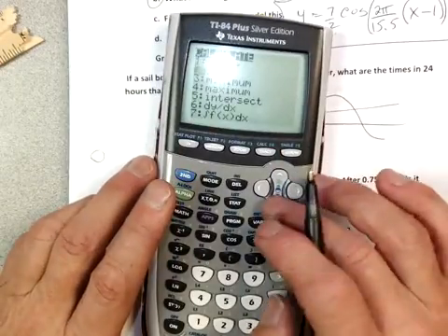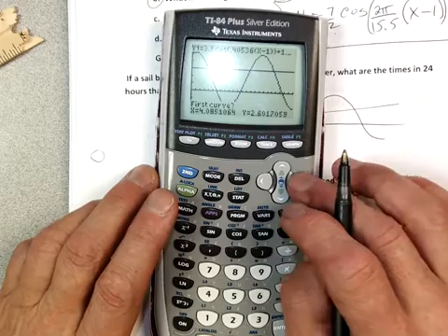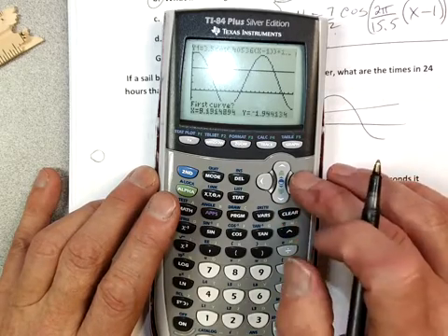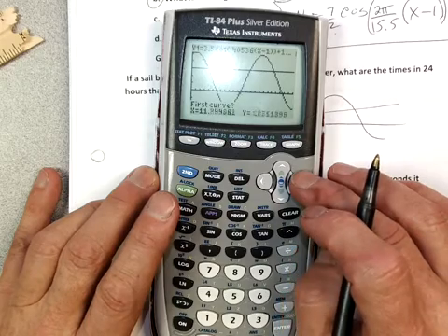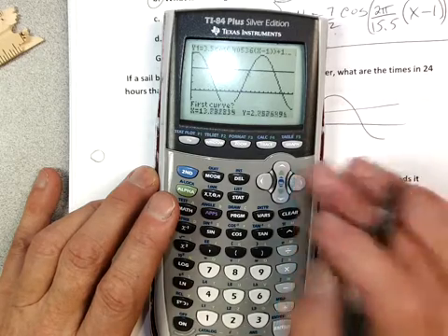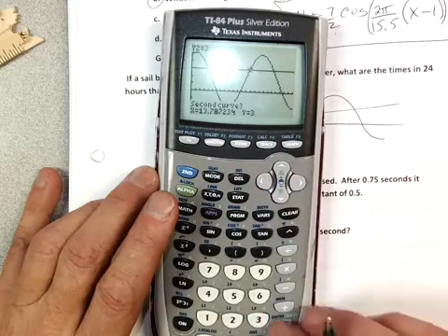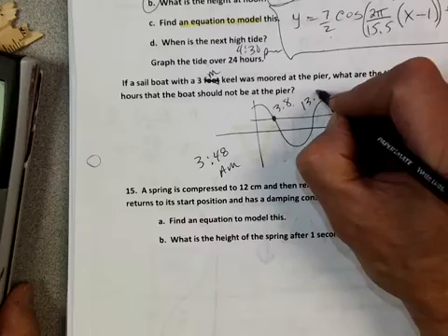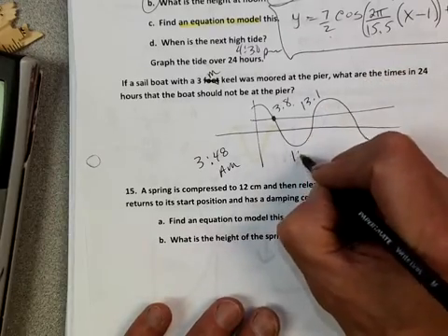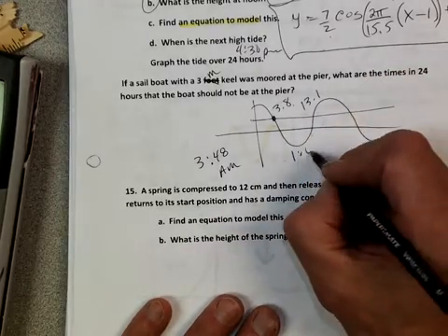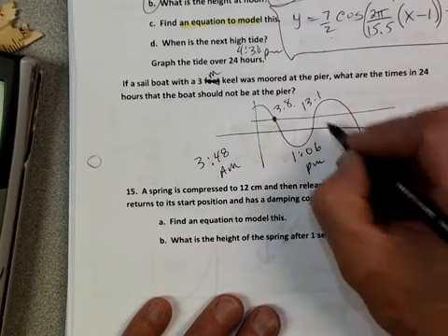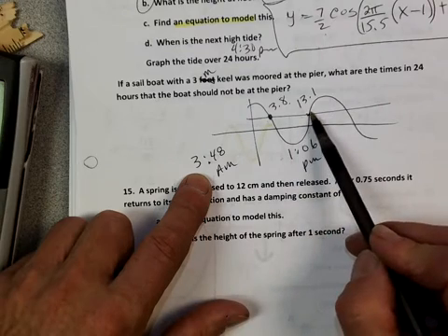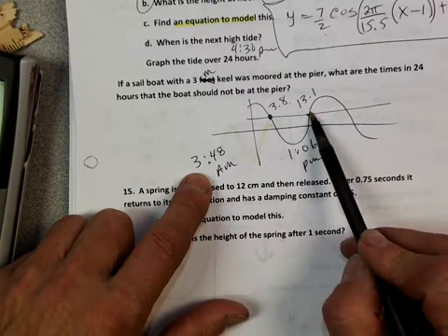Calculate. Intersect again. Let's get over here. Pretty close. Enter, guess, about 13.7, which is 1, and then 0.7 times 60 is 06 p.m. So take your boat out between 3:48 a.m. and 1:06 in the afternoon. Don't get in your boat. It's going to be tipping over.